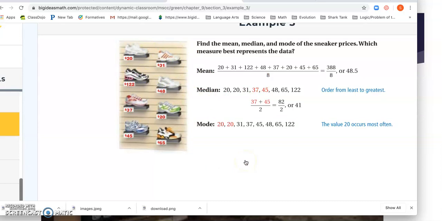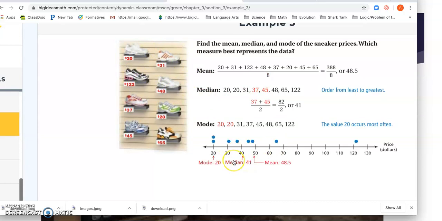Well, in order to do this, we could make a dot plot. Let's look at this dot plot right here. If you were going to go in for a pair of shoes and you said, oh, the mode is 20, so that's the most accurate one. Well, there's not exactly a lot of shoes that are priced at around $20, is there? So that really doesn't represent the data the best. The next number, let's look at the mean, $48.50. Well, there's only three shoes more expensive than that. So that one really doesn't show it.